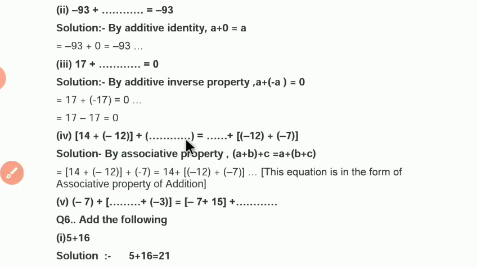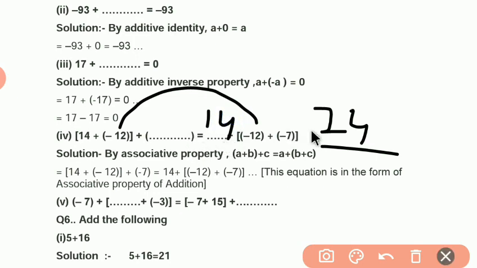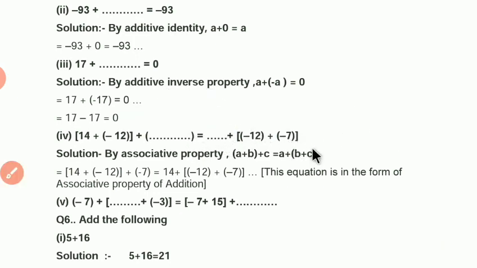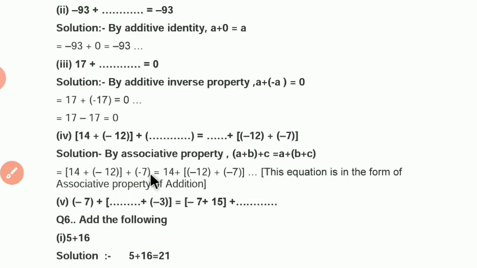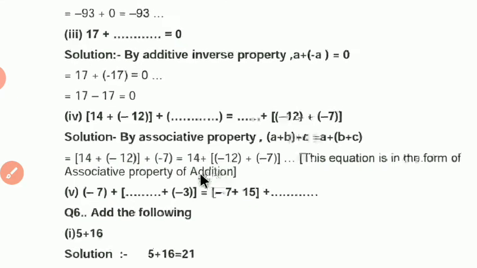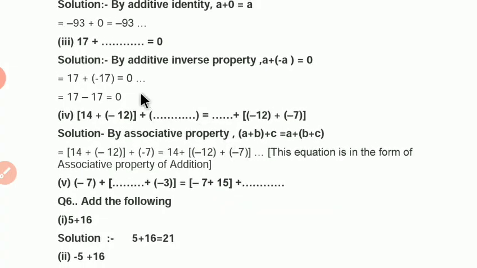So you can see (a + b) + c, and this one is a + (b + c). The b number means here 12, here also 12. Now here 14, and which number is missing here? 14. It means this is the first place, so we have to write 14 here. Now a, b and c, and in place of c it is given as -7. So here also it will come as -7. So (14 + (-12)) + (-7) is equal to 14 + ((-12) + (-7)).